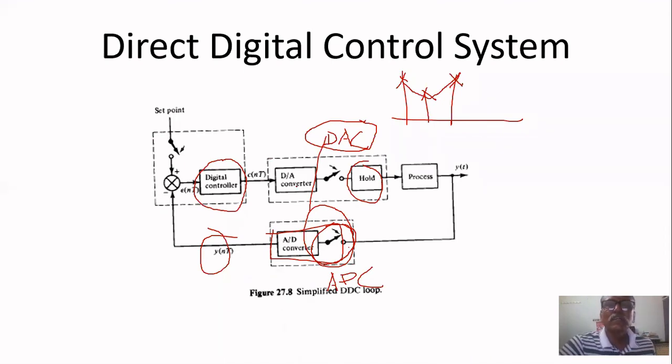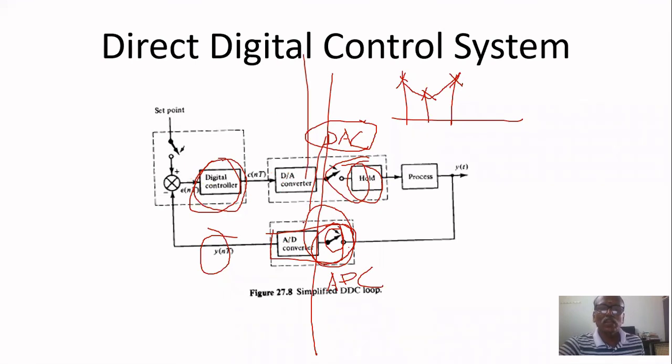In a simplified DDC loop, even in some books they won't put this hold circuit or this sampler also. They will simply put ADC, DAC like that. So this is the digital controller. If you draw a line, to its left is all digital, to its right all analog.